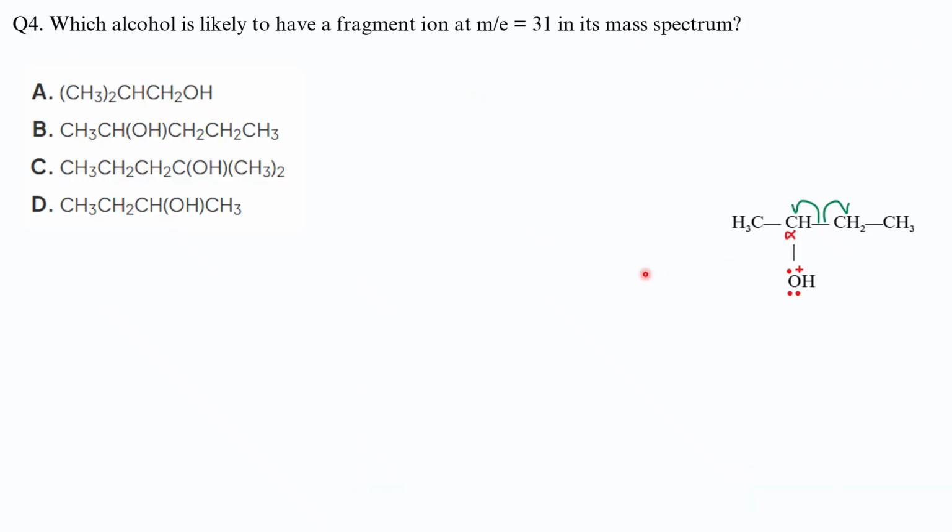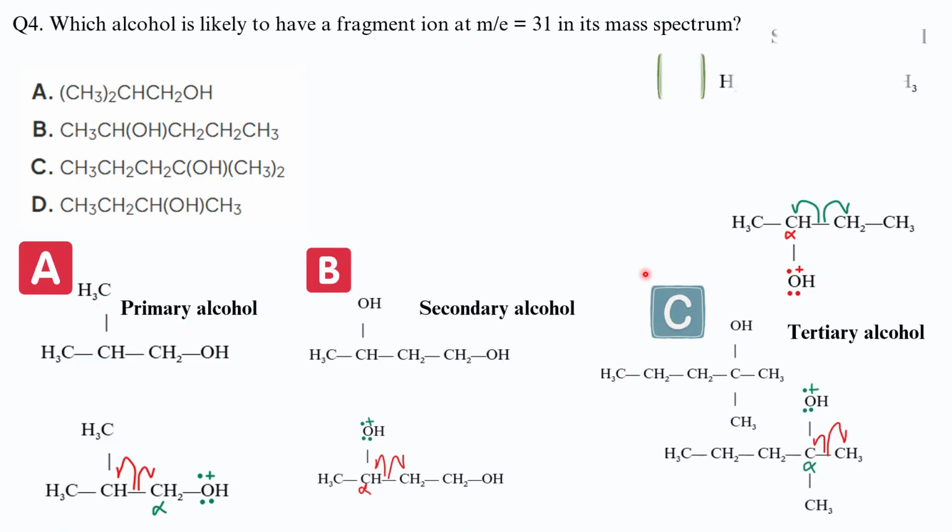Okay, now let us solve a question to understand whatever we have learned till now. So the question is, which alcohol is likely to have a fragment ion at m/z equals 31 in its mass spectrum? Well, we have discussed it just now only, that if I open the structure of all the compounds given, I will get this whole data. So I have learned just now that whenever we have primary alcohols, they give the most intense peak at 31. This means I just have to look for the primary alcohol.